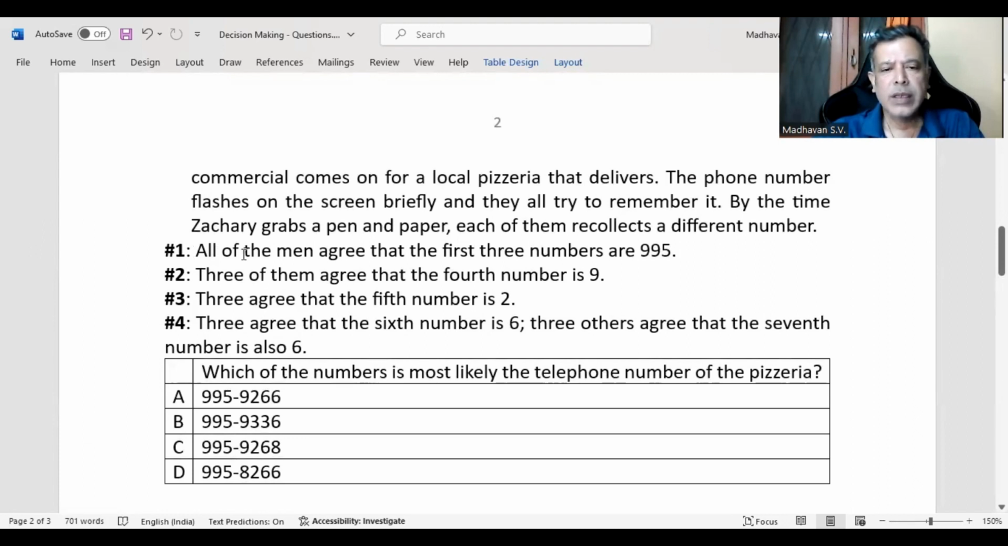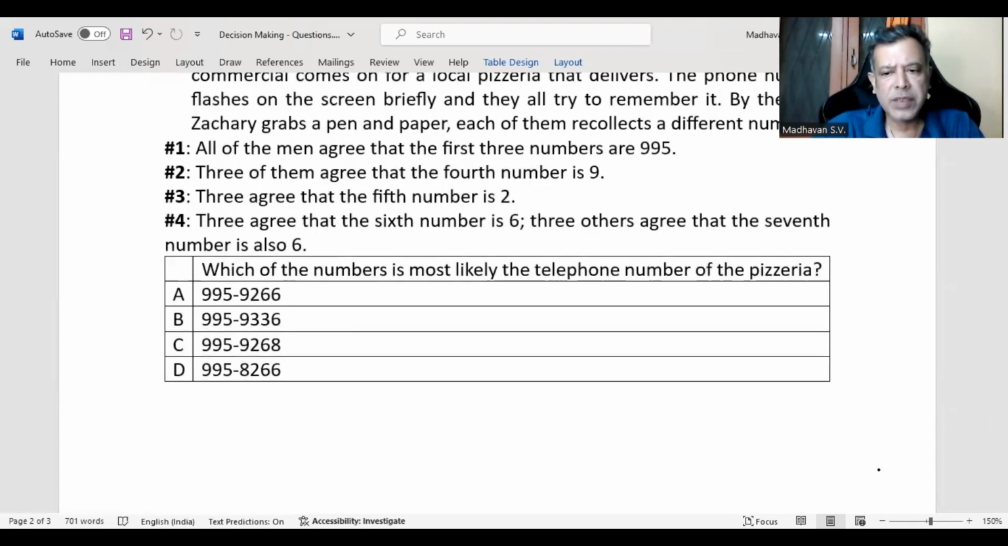So first, based on the collective memory, all the men agreed that the first three numbers are 995, which means we can definitely consider the first three numbers as 995. That we can be sure about. Three of them agree that the fourth number is 9. 3 out of 4 agreed that the fourth number is 9, so we can consider the fourth number to be 9 only. Then 3 agree that the fifth number is 2.